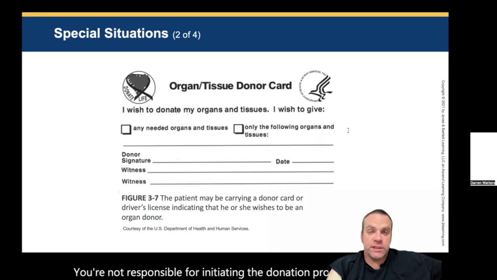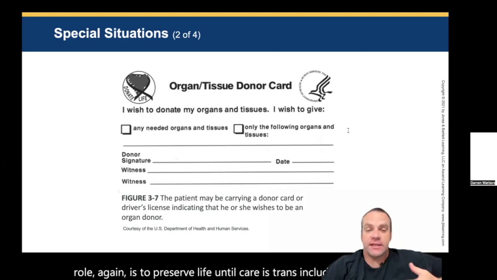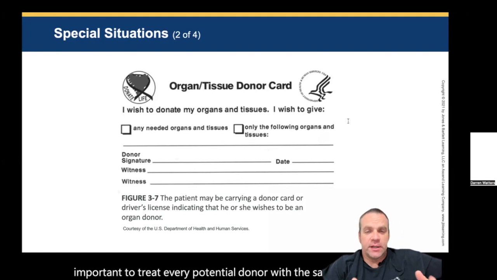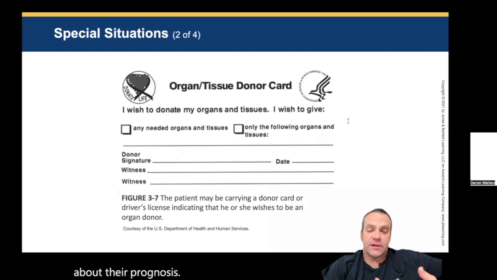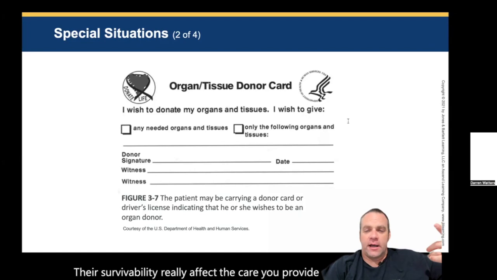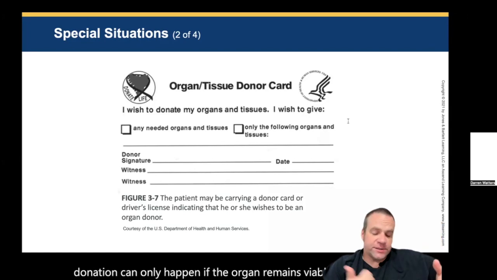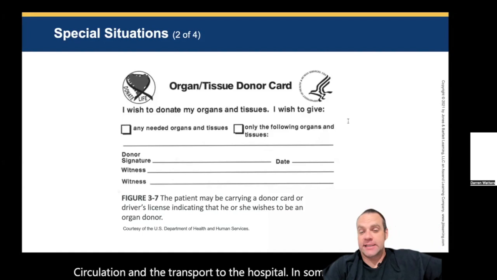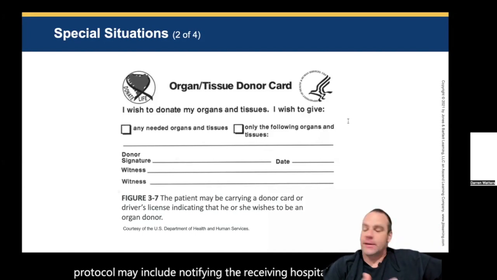That includes supporting perfusion, maintaining viability of the transplantable organs. It's important to treat every potential donor with the same clinical urgency as any other patient. So don't let assumptions about their prognosis, their survivability, affect the care you provide. Because donation can only happen if the organ remains viable, and that depends on the oxygenation, the circulation, and the transport to the hospital. In some cases, your protocol may include notifying the receiving hospital that the patient is a registered donor. But again, contact medical control before you initiate that treatment plan.